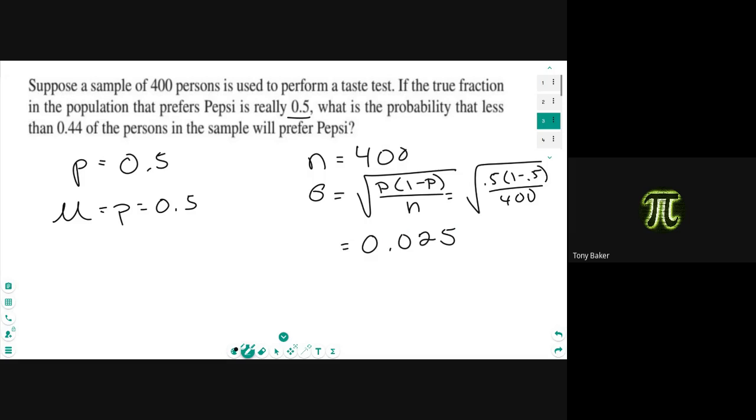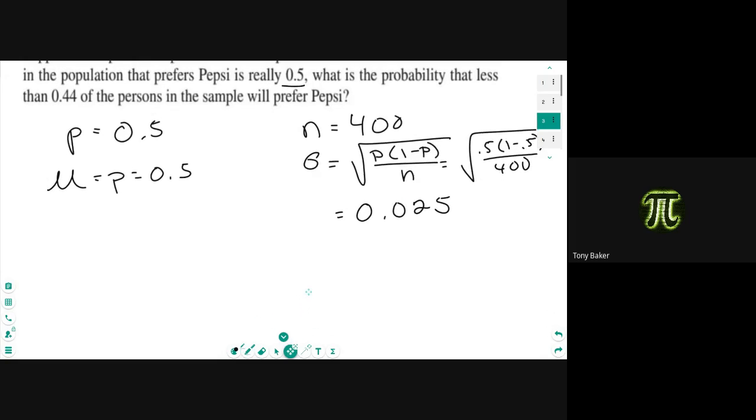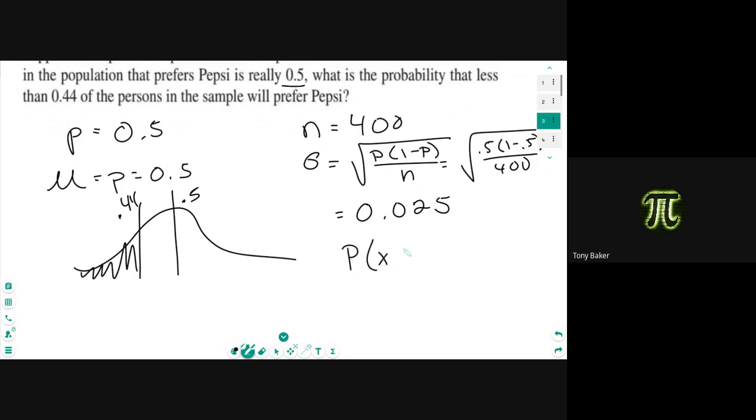All right, so now they want to find the probability that less than 0.44 of the people prefer Pepsi. So if we look at a little bell curve, in the middle was 0.5. So 0.44 is over here, and we want less than that. So we're looking for that section over there. How would we write that? Like, the probability of. Oh, okay. Nope, that's it. Actually, let me write it over here because I'm going to put the answer next to that one.